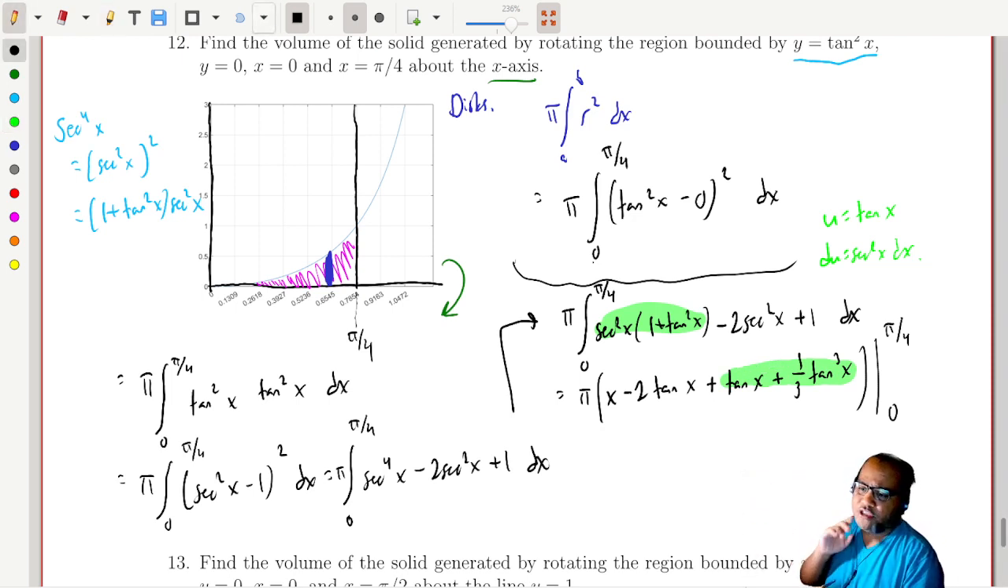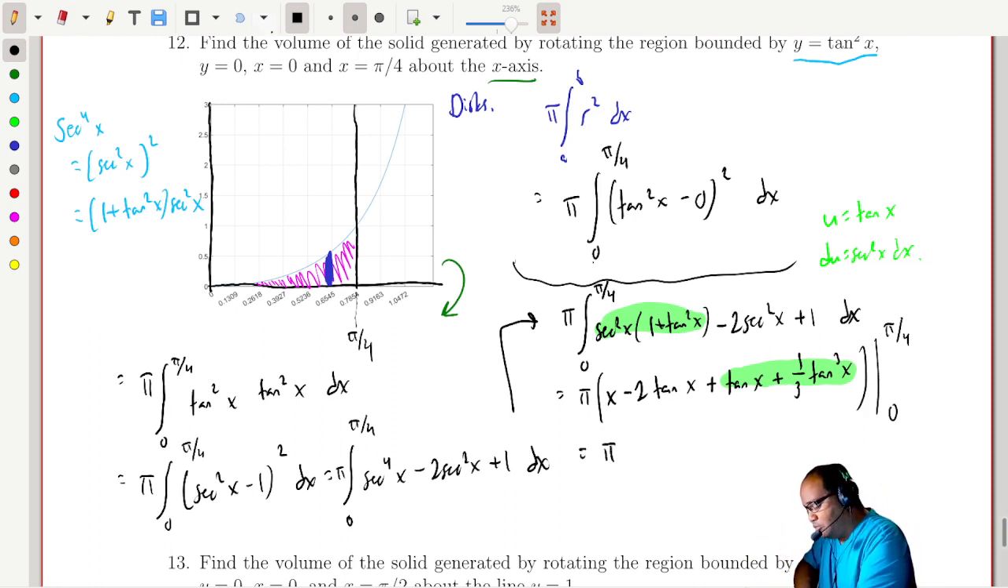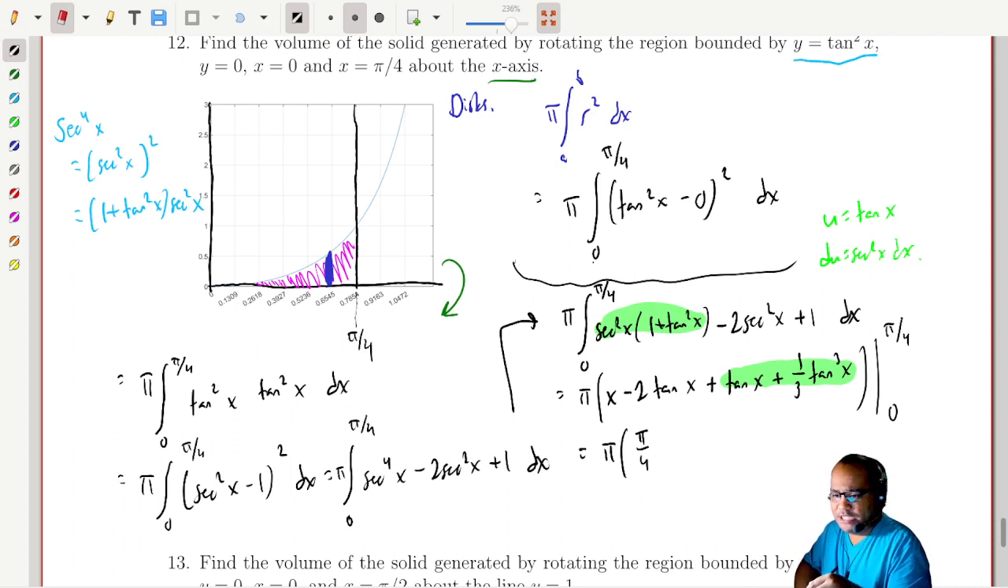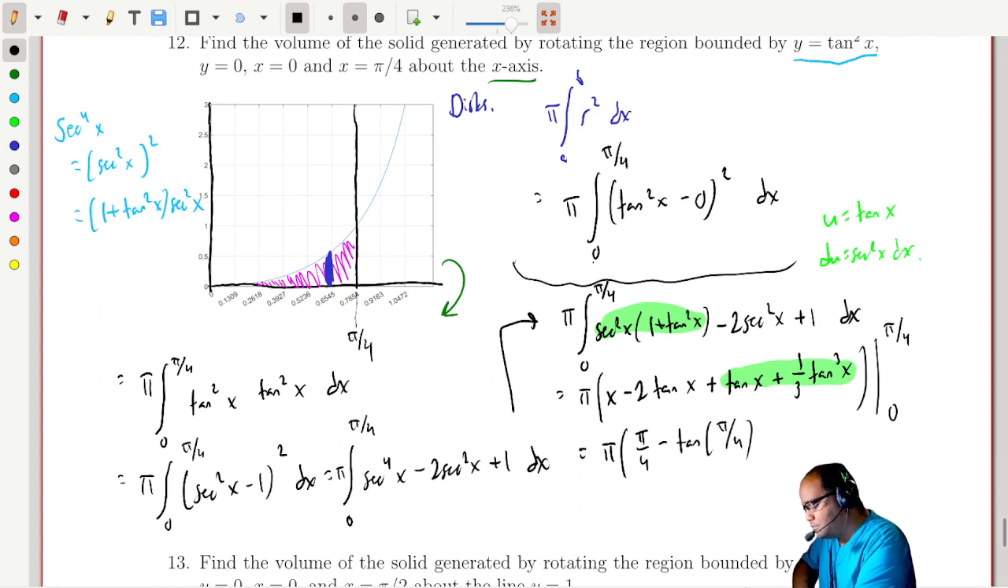Okay, now we do the evaluation, and it turns out that basically everything at 0 will vanish because the tangent of 0 is 0. You can see it in the picture. All right, let's go ahead and clean this up, right? So we have pi over 4 minus 2 times tangent of pi over 4. Well, actually, take a look here. We got something clever here, right? I have minus 2 tangent x plus a tangent x. That's minus 1 tangent x. Then I have a minus tangent of pi over 4 plus 1/3 tangent cubed of pi over 4.